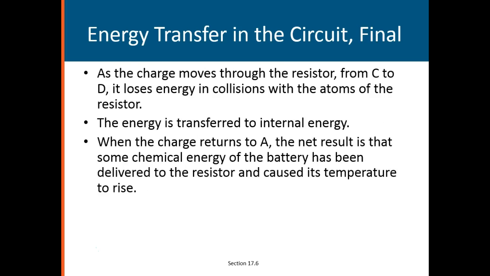All right. As the charge moves through the resistor, though, from C to D, it loses energy in the collisions with the atoms of the resistor. The energy is transferred to internal energy of the resistor, and when the charge returns to A, the net result is that some chemical energy in the battery has been delivered to the resistor, caused the temperature to rise, heated the surrounding air, and there's where the energy is lost. Not created, not destroyed, just dissipated. Okay? Does that make sense?